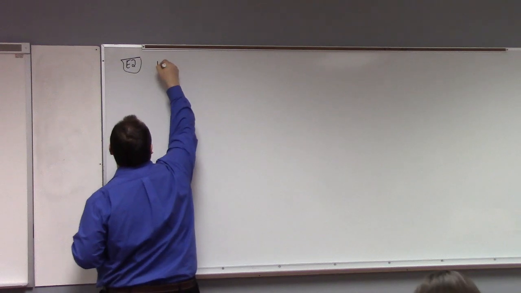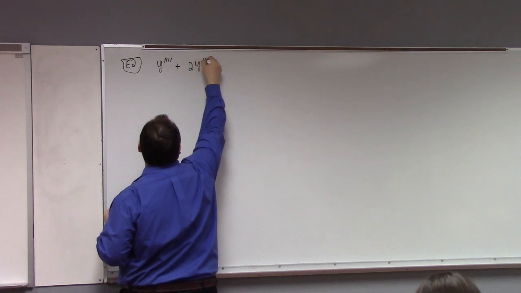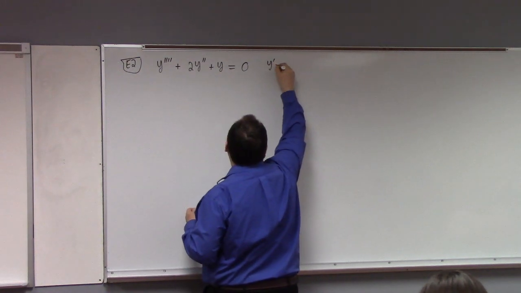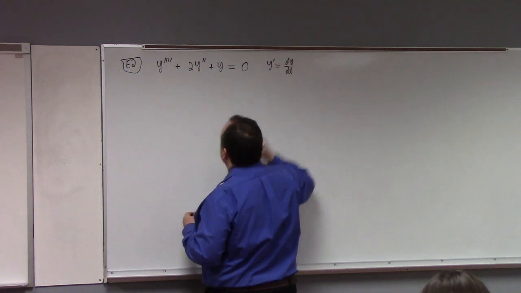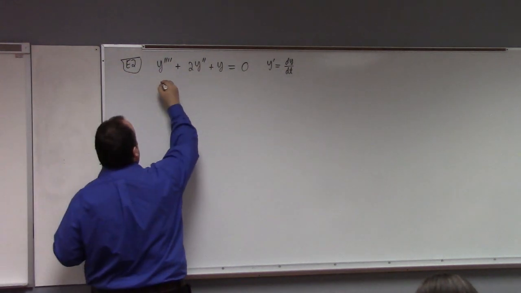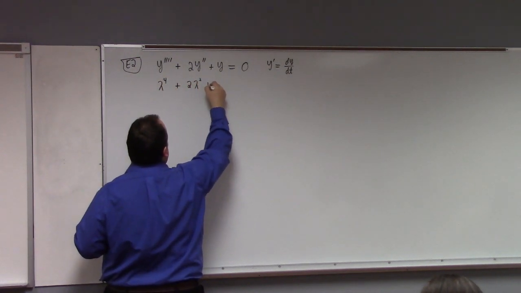We could have y'''' plus 2y'' plus y equals 0. And here I'll let y prime be dy/dt. So then what? Write down the characteristic equation. What is it? Lambda to the fourth plus 2 lambda squared plus 1, right?